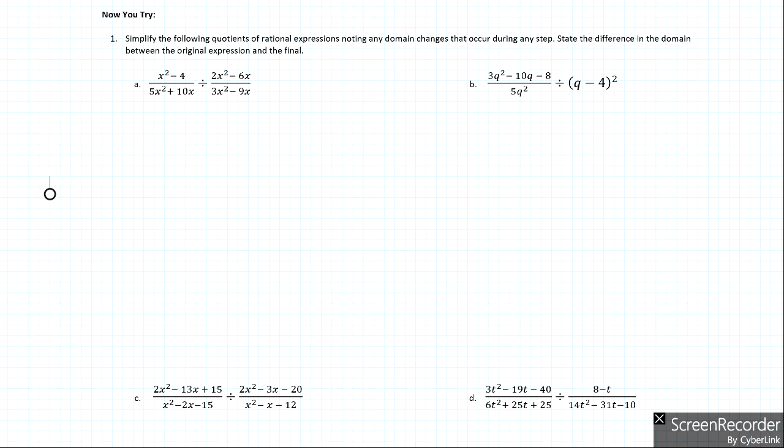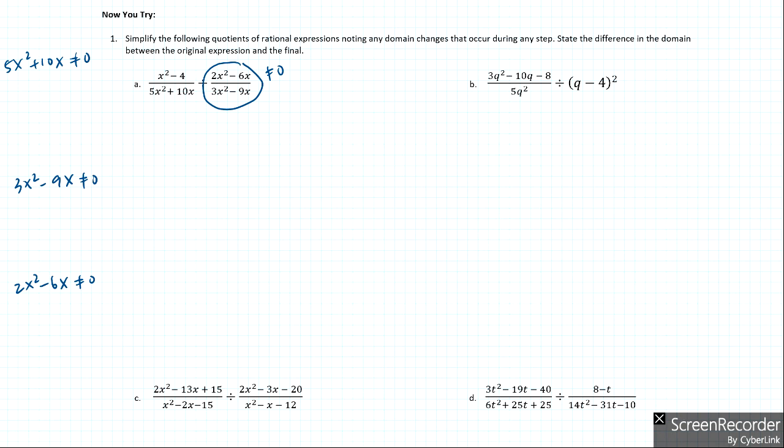In part 8, when we have this division problem, the first thing we want to consider is the denominators are not equal to 0, and still we want to make sure whatever we are dividing by is not 0 either. So based on all these conditions, we want the 5x squared plus 10x to be non-zero. We also want 3x squared minus 9x to be non-zero. Lastly, the 2x squared minus 6x to be non-zero over here.